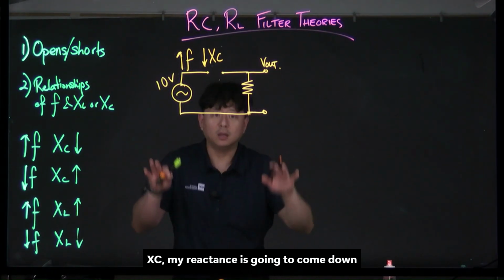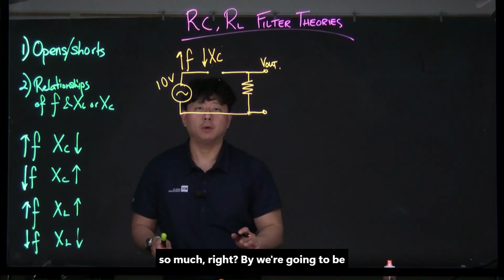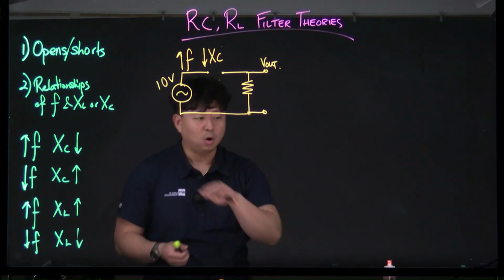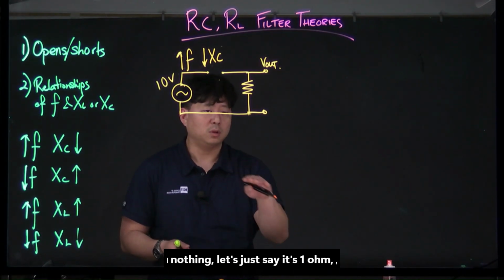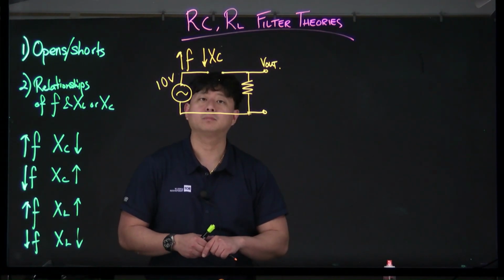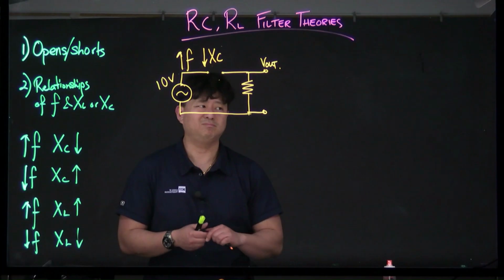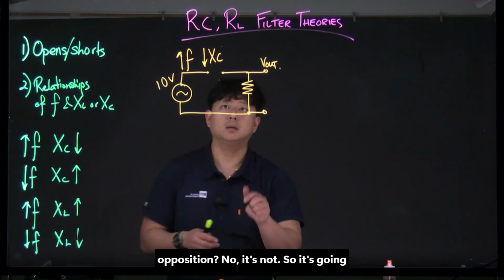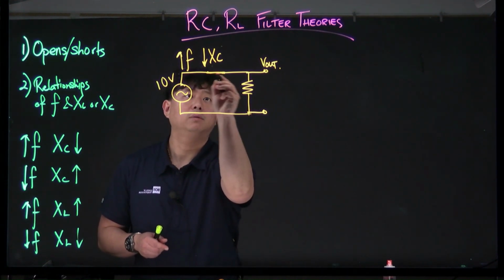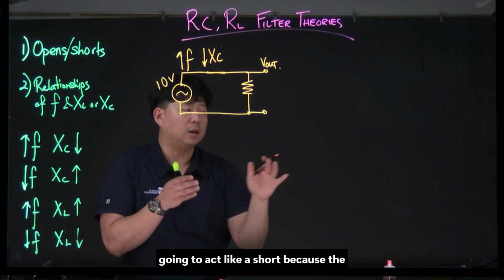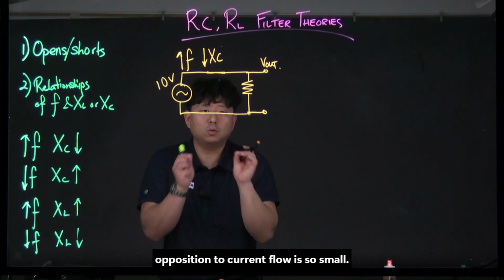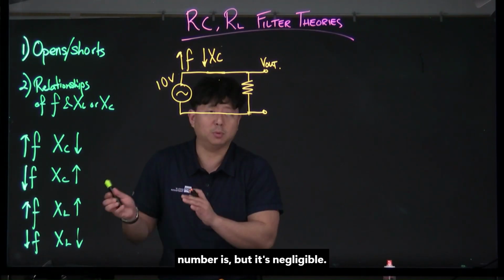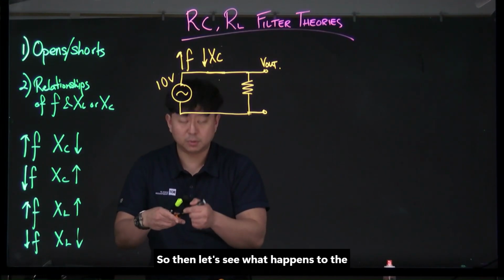XC, my reactance is going to come down so much, right? We're increasing to like 10 megahertz, let's say, and my XC is going to go down almost to nothing. When I say almost nothing, let's say it's 1 ohm, for argument's sake. Is that much of a resistance? Is there much of an opposition? No, it's not. So it's going to act like a short. Even though the capacitor is there, it acts like a short because the opposition to current flow is so small. It's only 1 ohm or 2 ohm, whatever the number is, but it's negligible. So let's see what happens to the circuit.